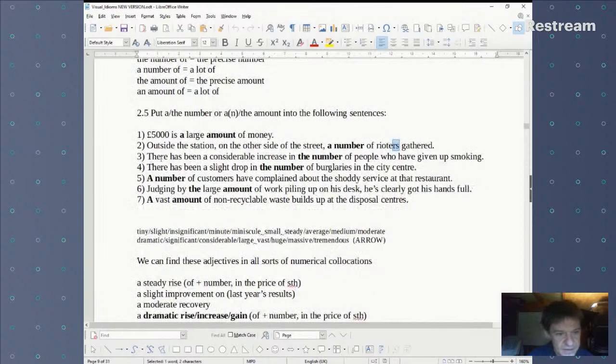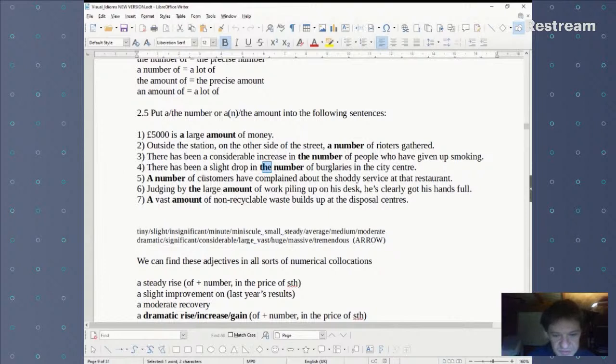Okay, there has been a considerable increase in the number of people who have given up smoking. So here it's a precise number. And so we need the number of, and not, we don't want to say a lot of people, we mean the number of people. The precise number of people who have given up smoking has increased. There has been a slight drop in the number of burglaries in the city centre. So we need the number of, it's countable, just like people are countable. We need number. And this is a precise number, and it's dropping.